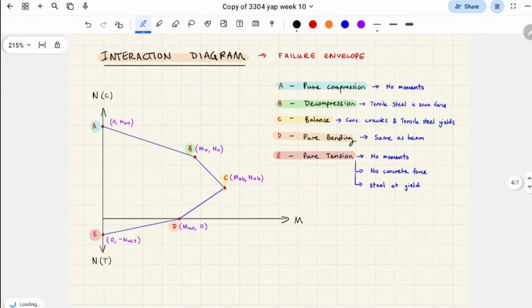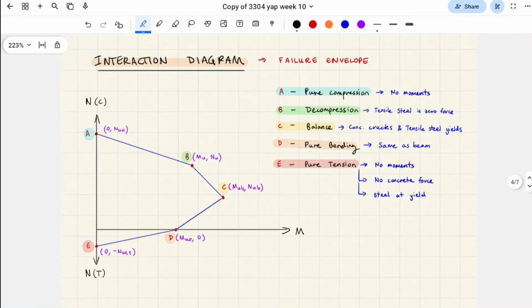Okay. Let's move on to the interaction diagram. Basically there's a few things happening here. The first one is that this is the axial forces axis, where here is compression. Here's the case of pure compression. And here's the case of pure tension. So we know concrete's not very good in tension. Reinforced concrete's not very good in tension. So it would be around here. Whereas it's much better in compression.